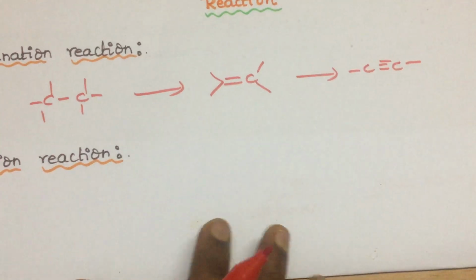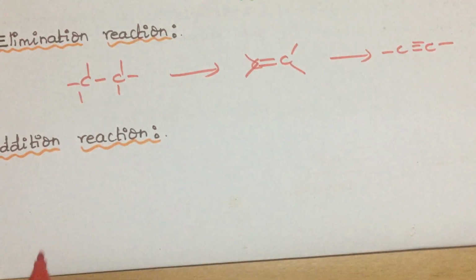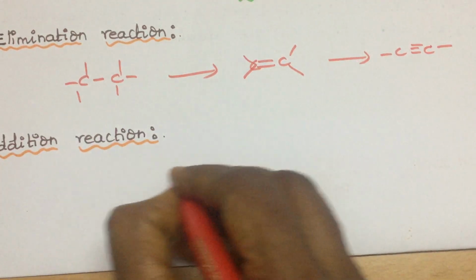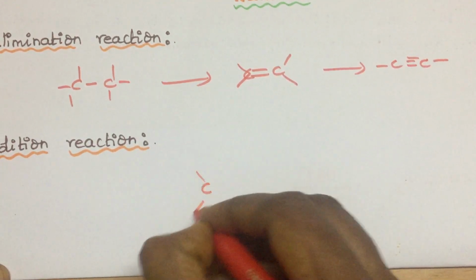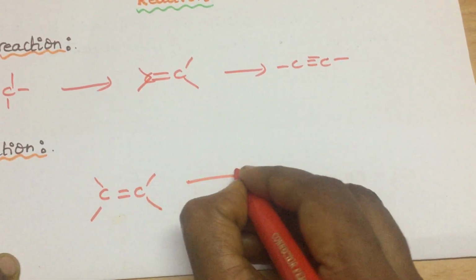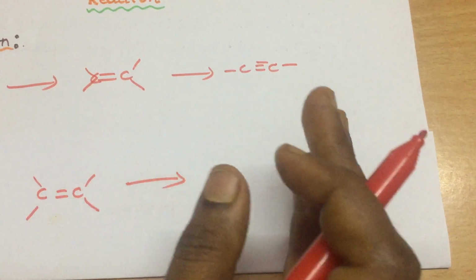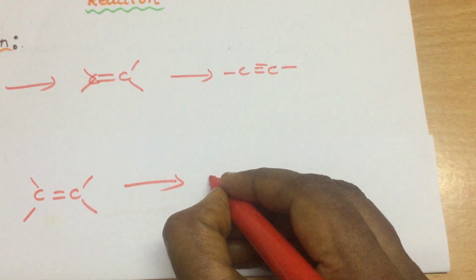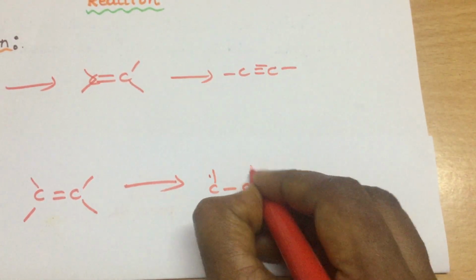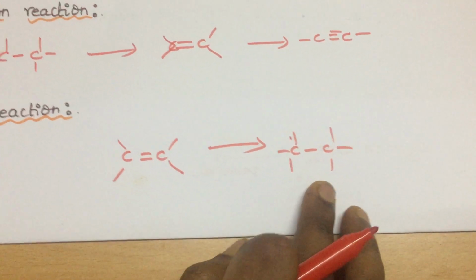So in addition reaction, what is that? It is exactly the opposite of the elimination reaction. If you start with the unsaturated compound, let's say the olefin, an alkene, after addition... I am not showing what groups we are adding, I am just showing what has been happening. If you start with unsaturation, you will get the saturated compound.